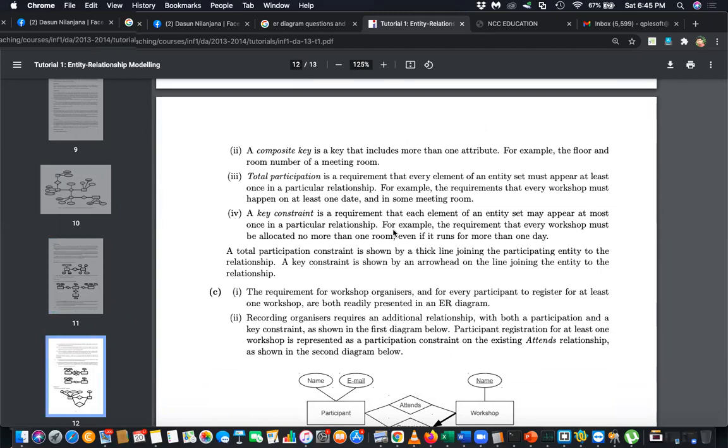It is compulsory. A key constraint is a requirement that each element of an entity set may appear at most once in the particular relationship. For an example, the requirement that every workshop must be allocated to no more than one room.